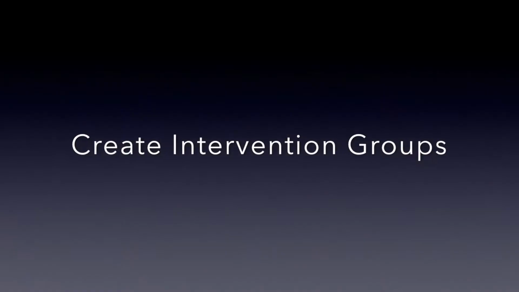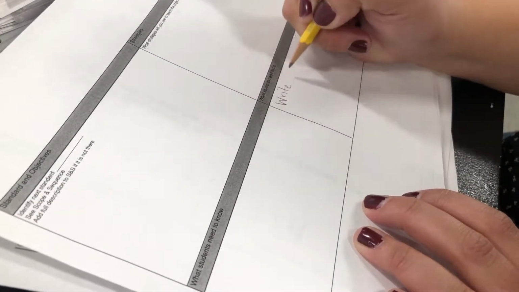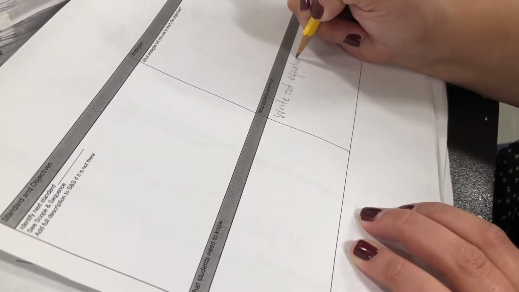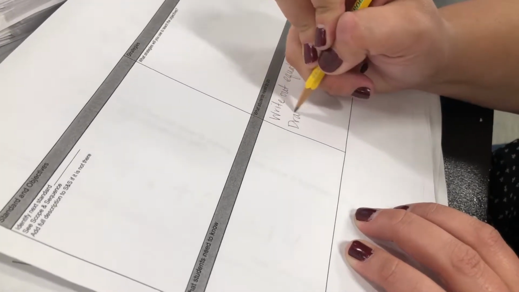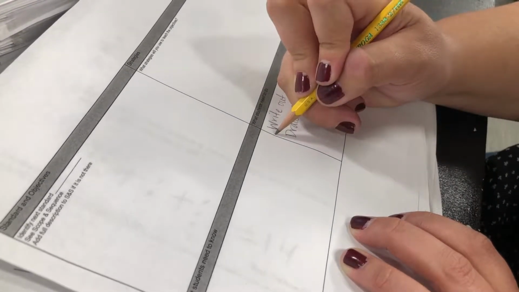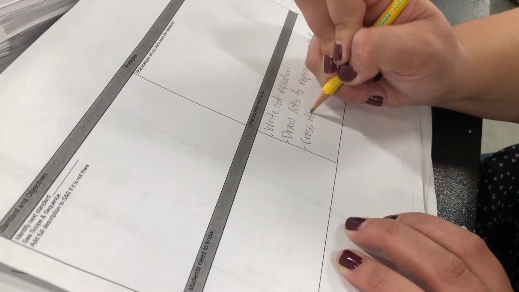So what students need to do, they need to write out the equation, draw dots to represent each number in the equation, and cross off dots as they count. They're counting on.